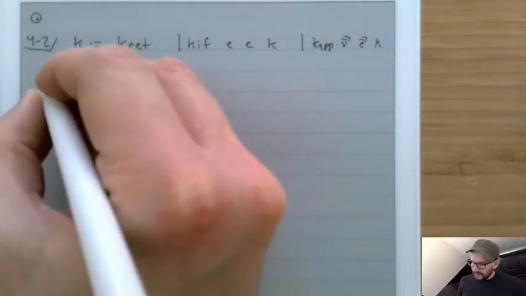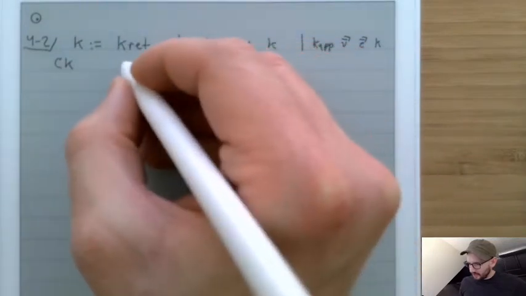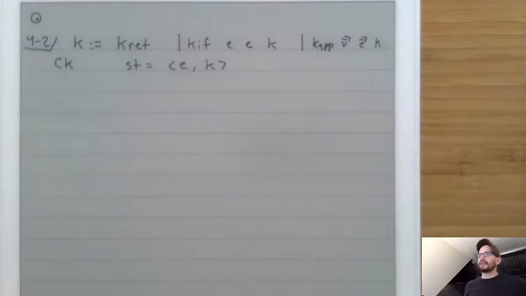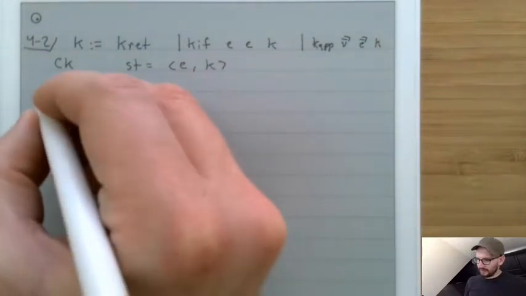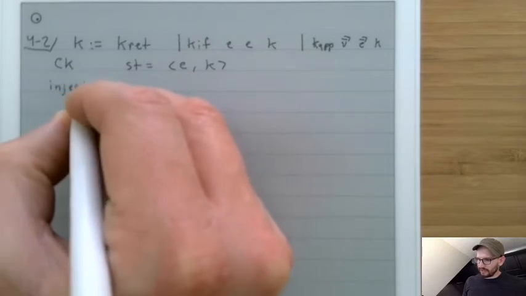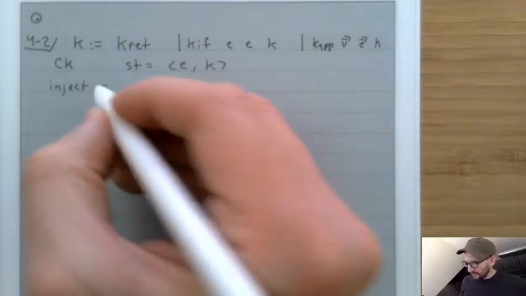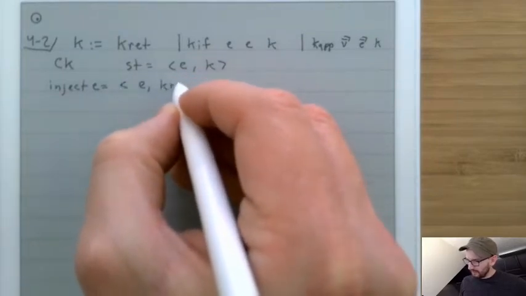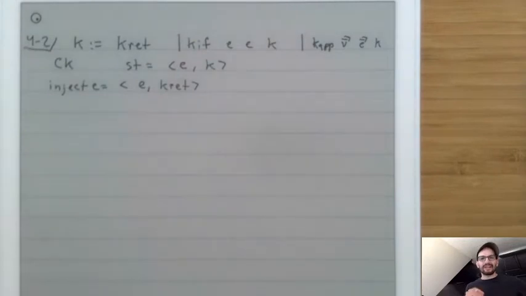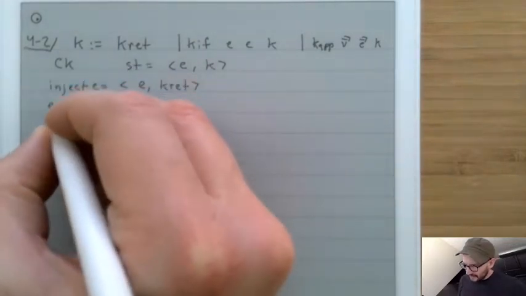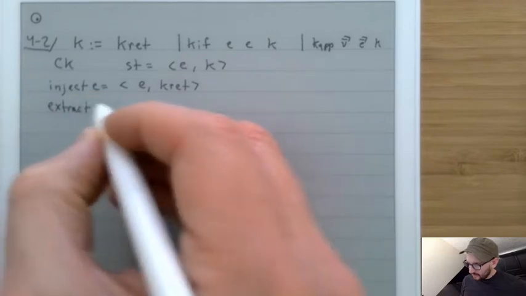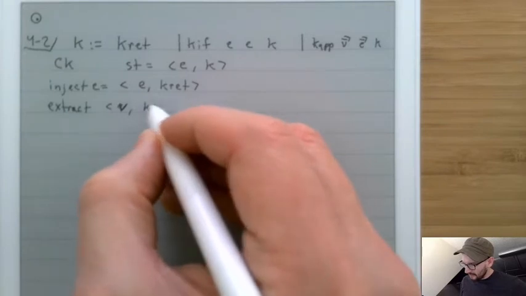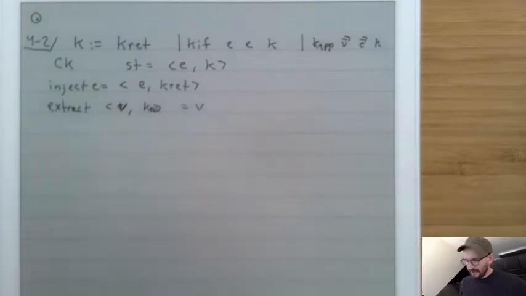We'll make a new machine that's called the CK machine, whose states are a combination of an E and a K. And now let's walk through what the different steps are. So first, the inject function. What the inject function does is it takes an E and it's going to return E, kret. So kret is kind of like a hole. And then extract is only going to run on something that has a value and a kret, and it's going to return that value.